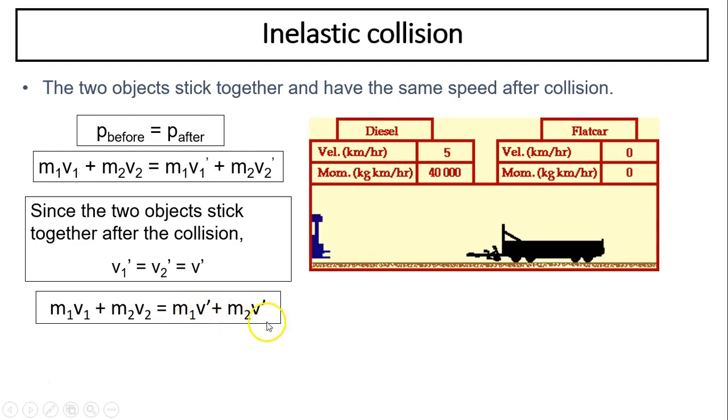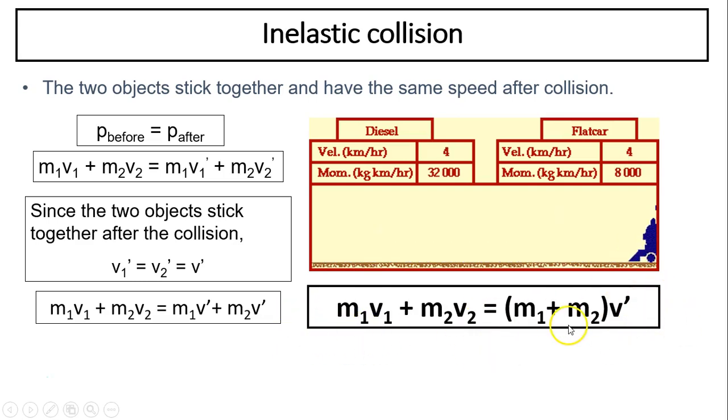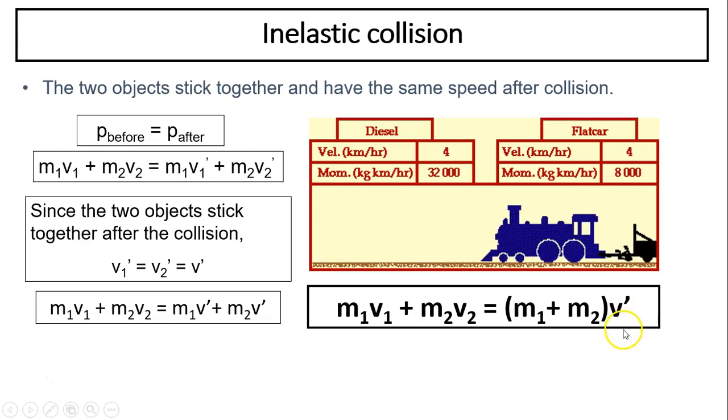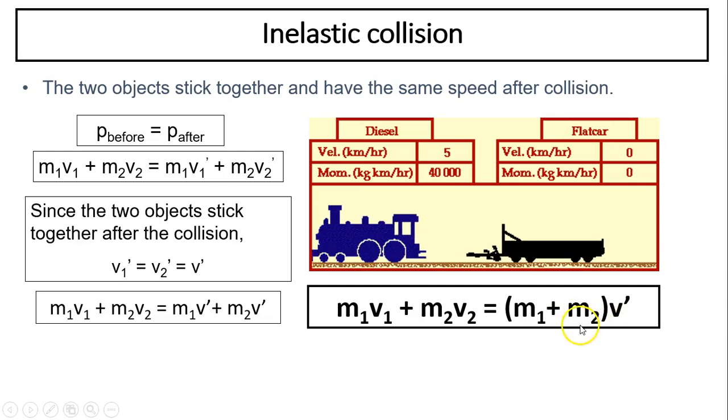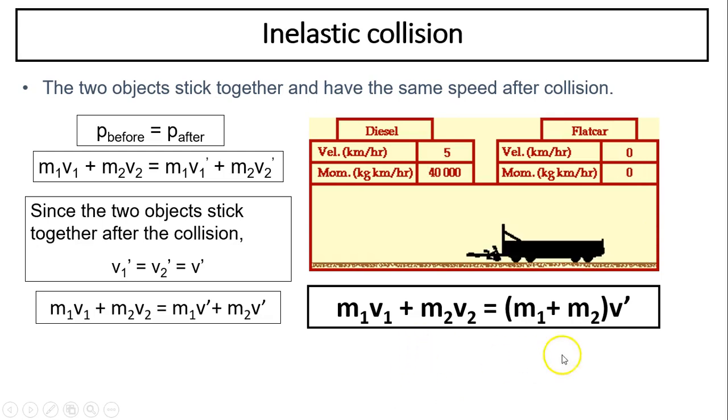We can factor v prime out. So this is the equation we have. This is really not another equation. It is a derived equation for conservation of momentum, for the special case of an inelastic collision. Now we're going to use this equation to solve some problems.